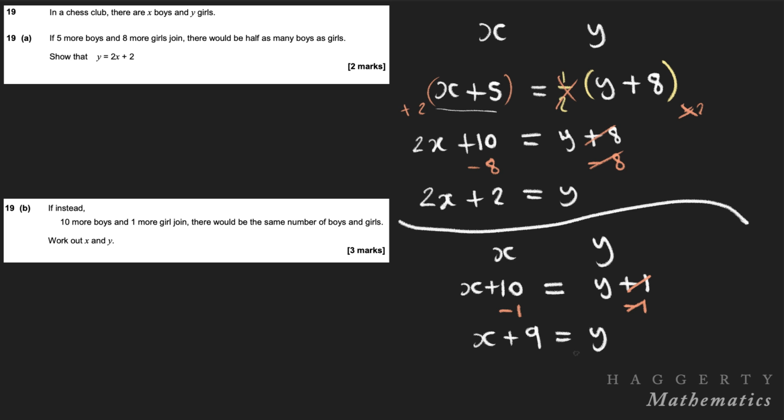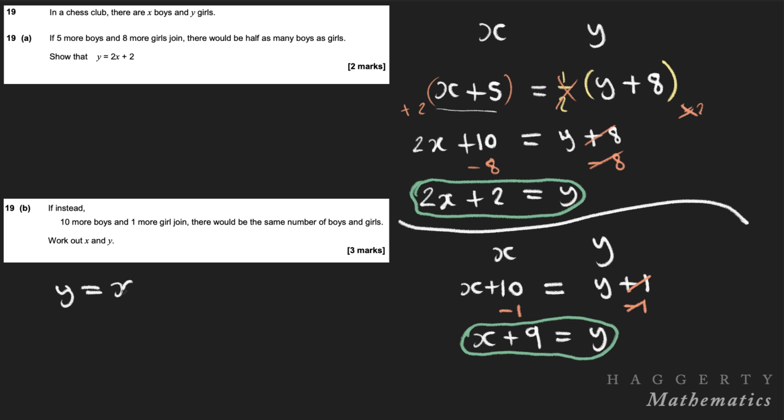And the question was actually saying work out what the value of x and y is, right? So now we have 2 equations. One of them is y equals 2x plus 2, and one of them is y equals x plus 9. So what we essentially have is simultaneous equations, two equations and two variables. And more often than not, you can solve for a unique value in both x and y when you have simultaneous equations like this.